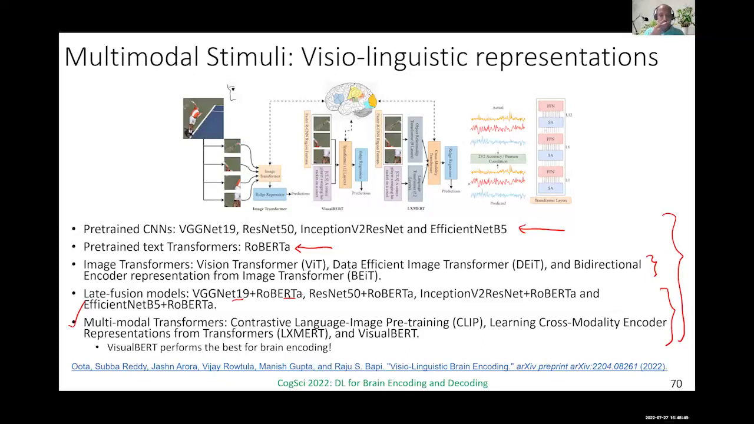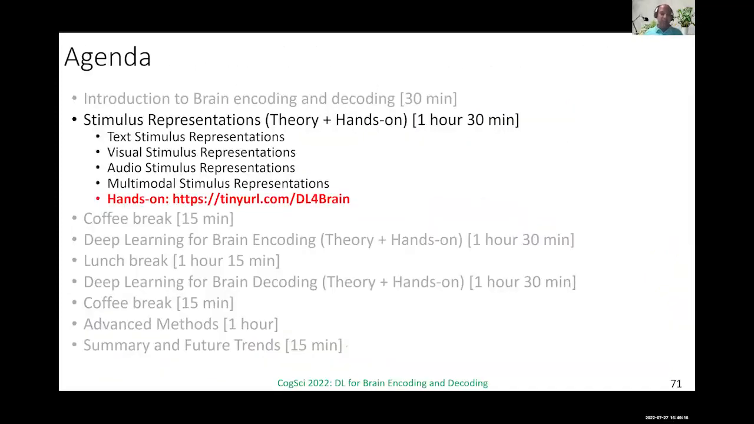Or you could do early fusion. Several kinds of early fusion multimodal models are popular in the literature today, including VisualBERT, ViLBERT, LXMERT, CLIP, and so on. We experimented with some of them, and we observed that VisualBERT, which is a multimodal early fusion model, essentially performs the best for brain encoding. So that's our recent work on learning multimodal stimuli representations.